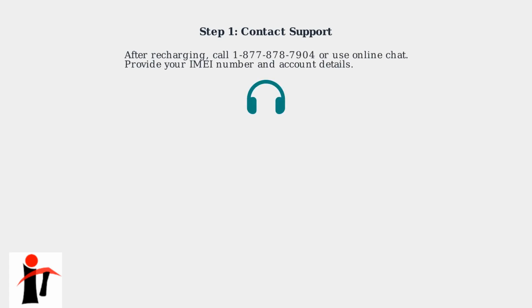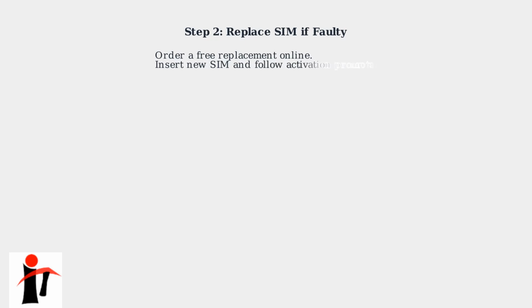Once you've recharged your account, contact Simple Mobile support at 1-877-878-7904 or through online chat to request reactivation. Provide your phone's IMEI number and your account details to help them restore your service. If you suspect a faulty SIM card, order a free replacement online. Once you receive it, insert the new SIM and follow the activation prompts.